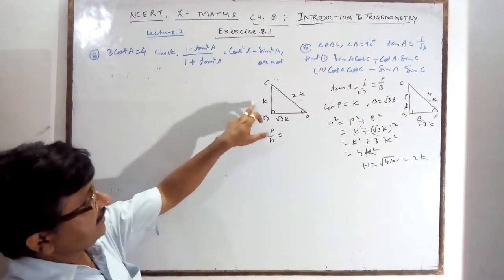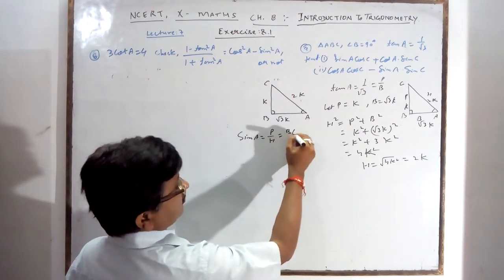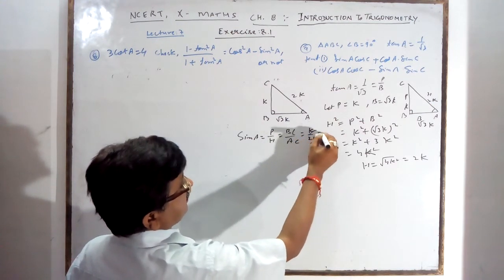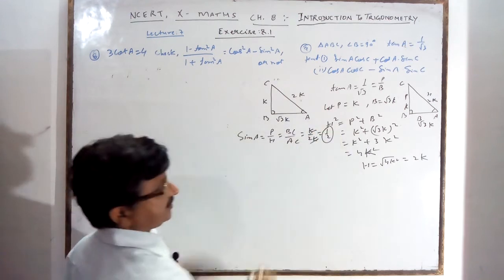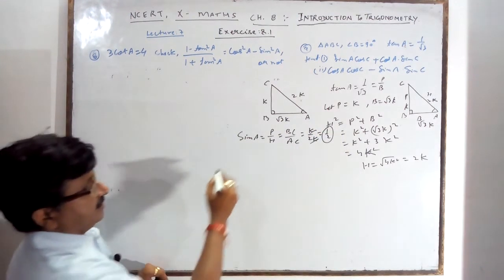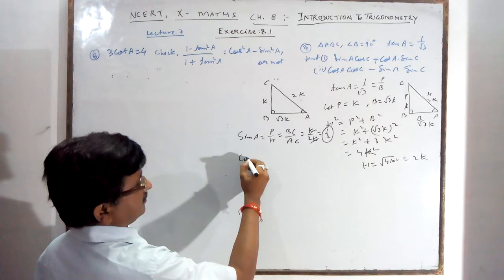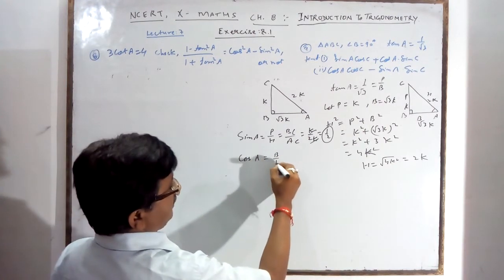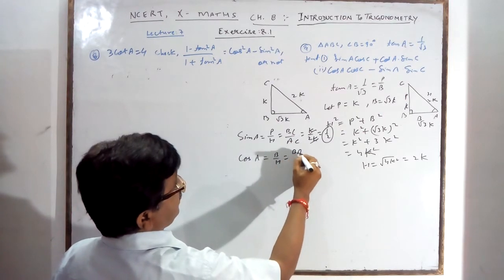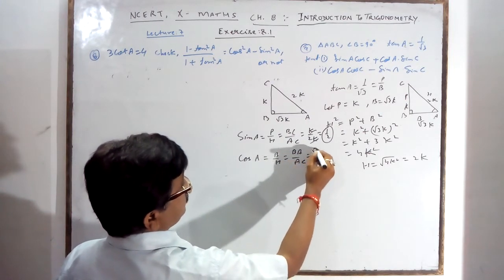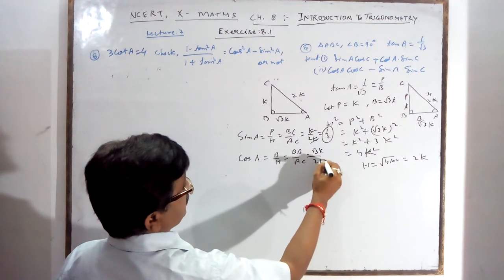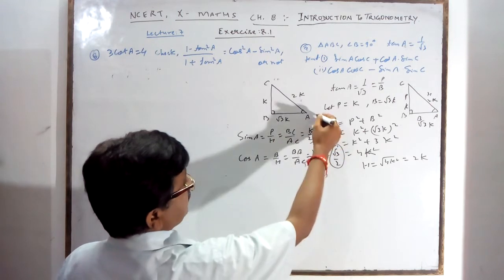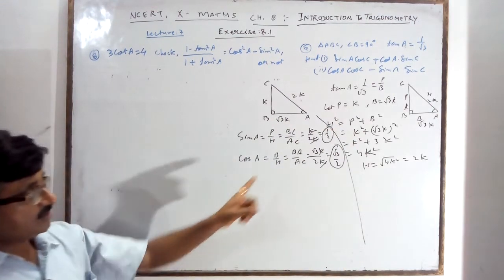For angle A, the perpendicular is BC. So write BC upon AC, that is K by 2K, and K and K cancel. What are you getting? 1 by 2. Sin A and cos A, you find both. Cos A is B by H, BA upon AC, which means root 3K upon 2K. K and K cancel. What are you getting? Root 3 by 2.